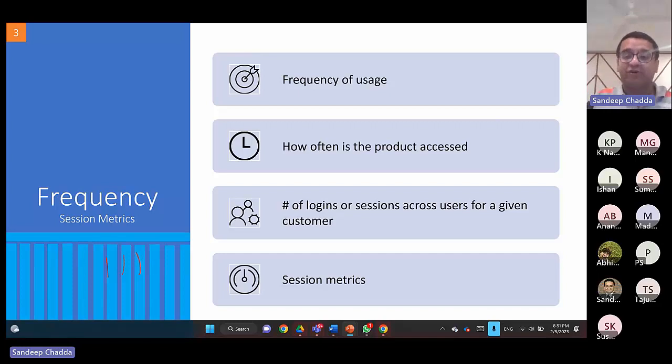Where should I be focusing on? On my tire kicker or the dedicated user? Of course, the dedicated user, right? So therefore, this frequency of usage helps us ascertain how often you are coming to my product.